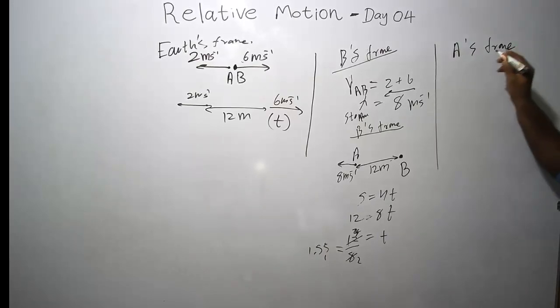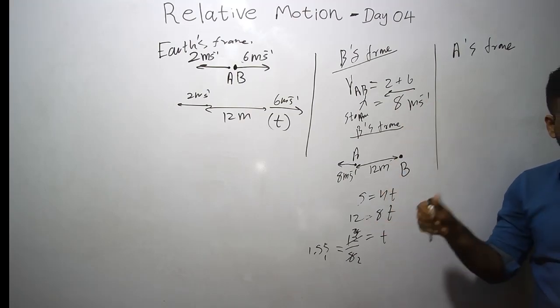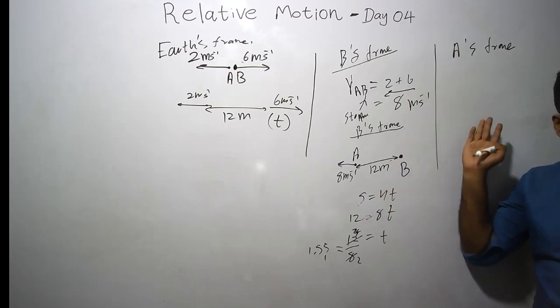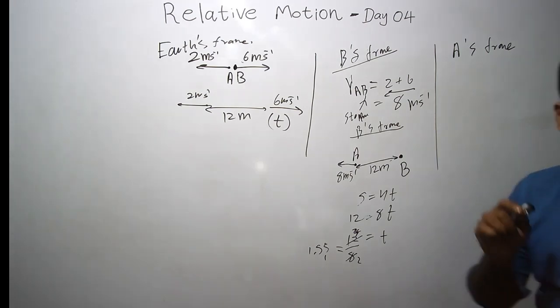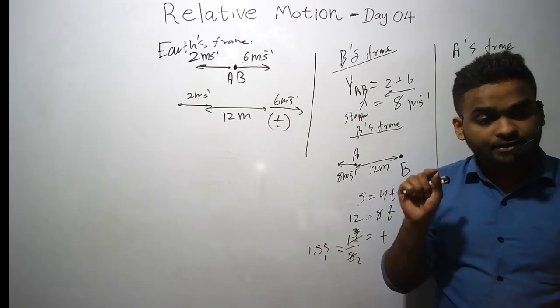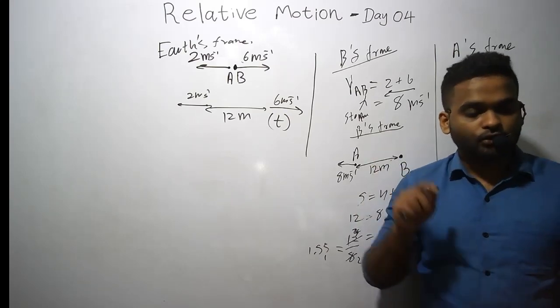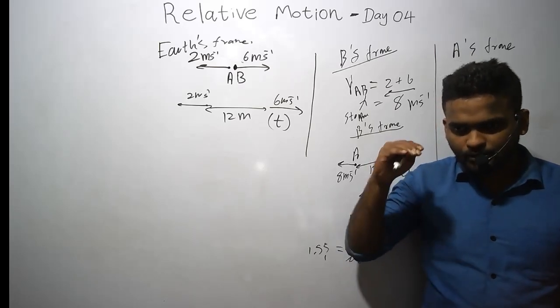So then say A's frame. First take this down and thumbs up if you have taken it down. So this is B's frame, then you have A's frame. Thumbs up, right? Right. Now let's consider the A frame, right? So in the frame of A, everything should be relative to A.